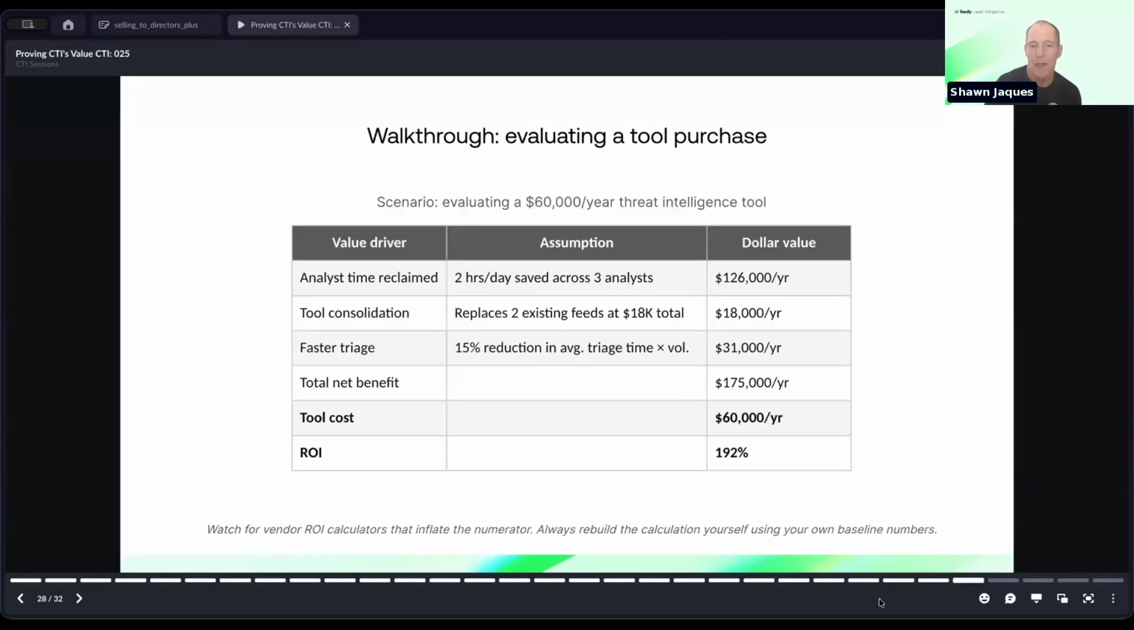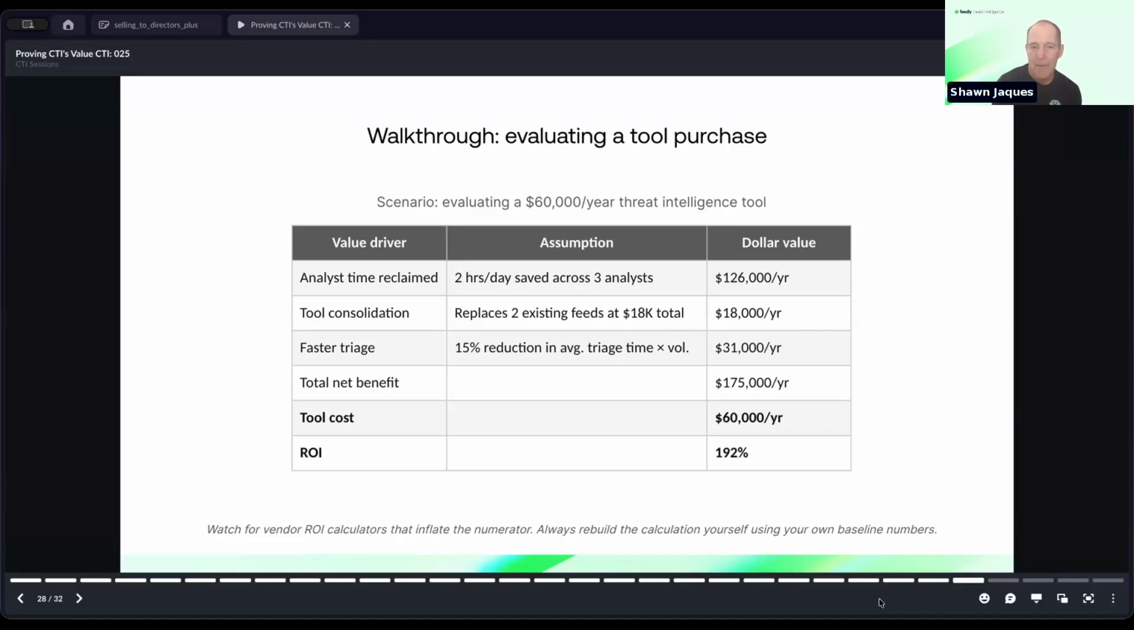All right, so a quick example. You think about analyst time. Say you're spending $60,000 a year on a threat intel tool. It could be any tool. It doesn't have to be threat intel. It's not a Feedly tool. I'm just saying this is a general example.